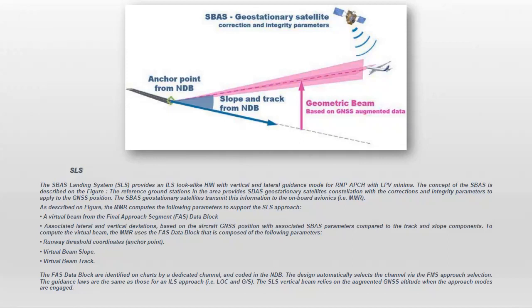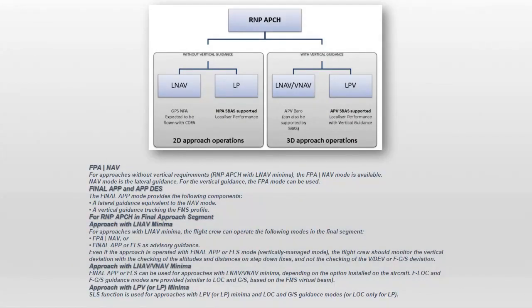The final approach segment data blocks are identified on charts by a dedicated channel, and coded in the NDB. The design automatically selects the channel via the FMS approach selection. The guidance laws are the same as those for an ILS approach, that is localizer and glide slope. The SLS vertical beam relies on the augmented GNSS altitude when the approach modes are engaged, flight path angle, nav. For approaches without vertical requirements, RNP approach with LNAV minima, the FPA, nav mode is available.